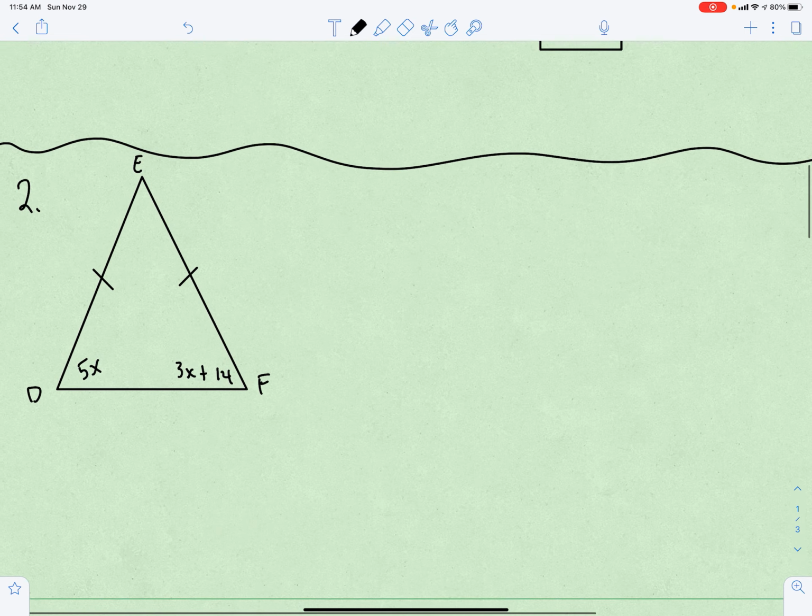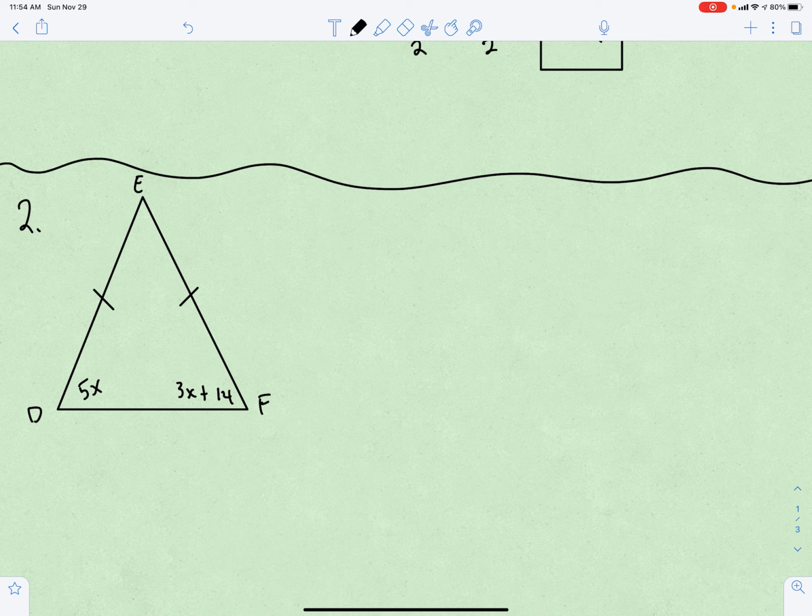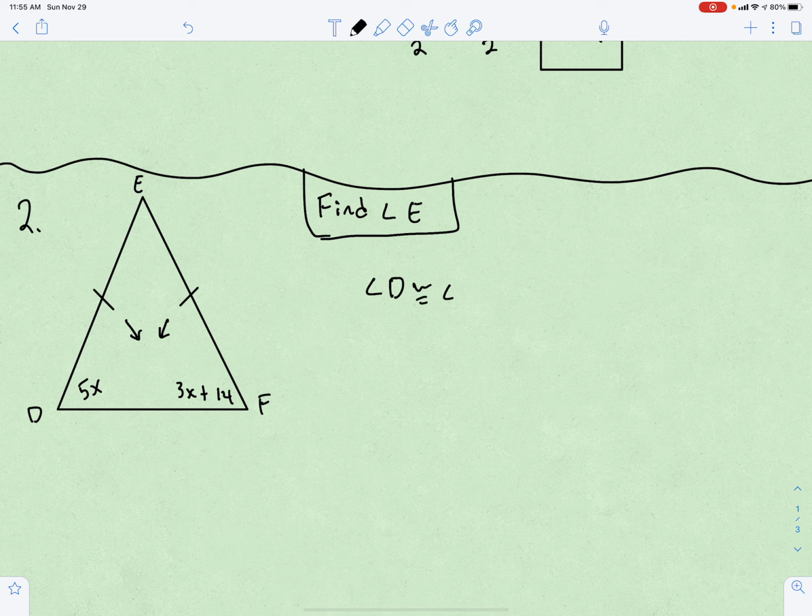All right, now we're going to look at number 2. On number 2, we're going to find angle D. We're going to find angle E, that is our goal. So if we're going to find angle E, the first thing we got to do is find angle D and F. We know this is an isosceles triangle because of the markings on the sides. So starting off, we know that those two angles are equal, the angles that are opposite the sides. So that means angle D is congruent to angle F.